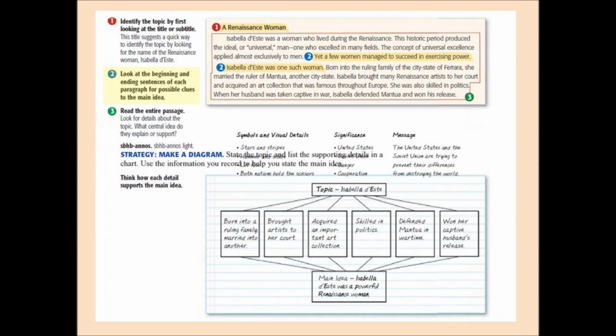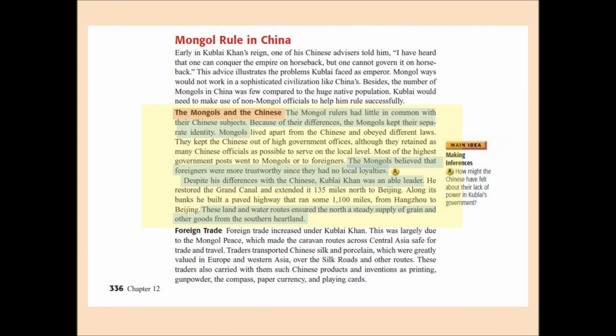Our second step is look at the beginning and ending sentences of each paragraph for possible clues to the main idea. The beginning and ending sentences are: the Mongol rulers had little in common with their Chinese subjects. Because of their differences, the Mongols kept their separate identity. The Mongols believed that foreigners were more trustworthy since they had no local loyalties. Despite his differences with the Chinese, Kublai Khan was an able leader. These lands and water routes ensured the north a steady supply of grains and other goods from the southern heartland.